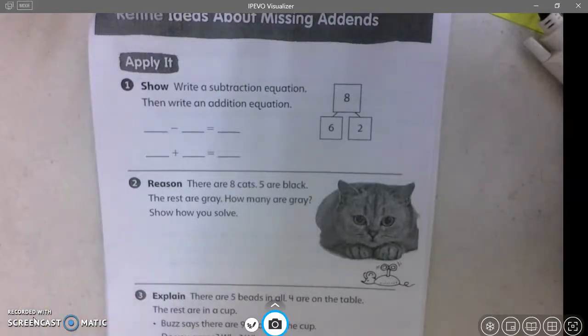Today we are still talking about missing add-ins. So we are going to go over these few pages together, and then you have a practice page to do.